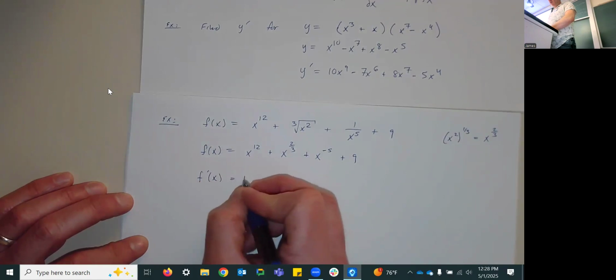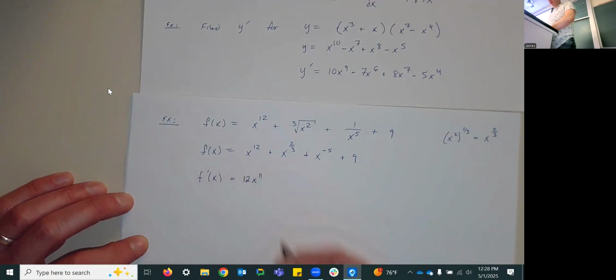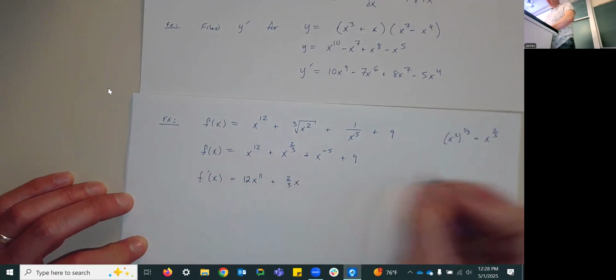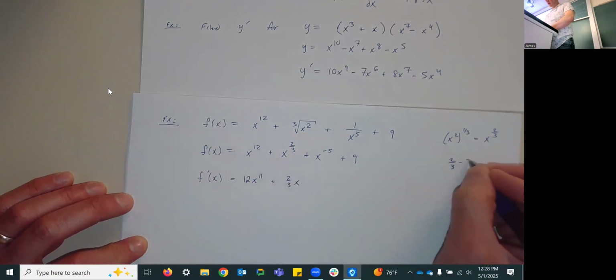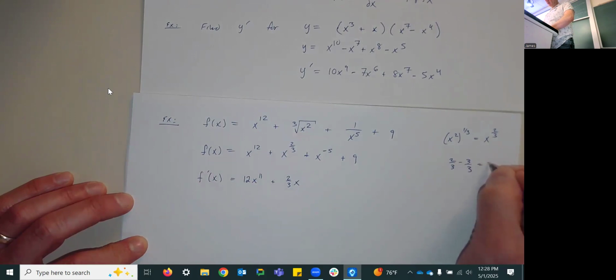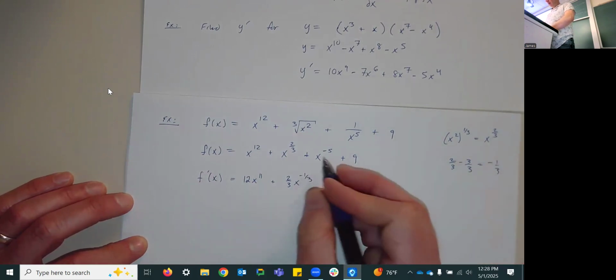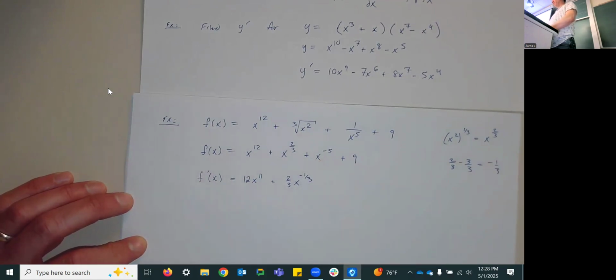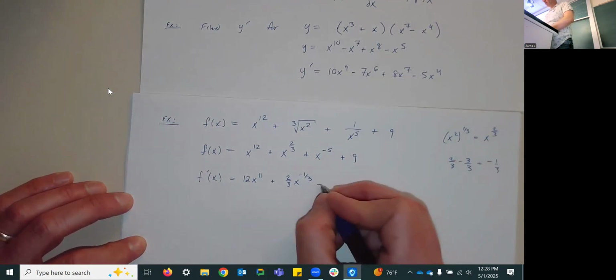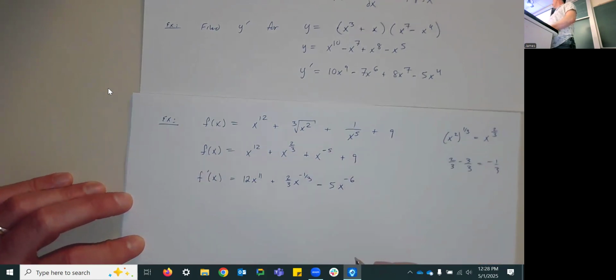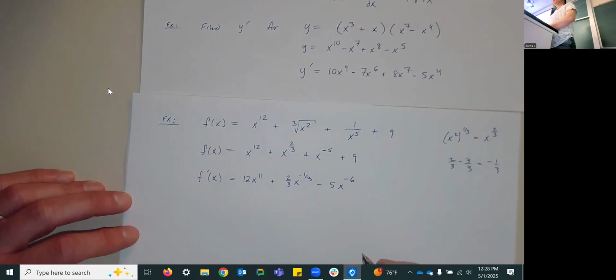We're going to get 12 times x to the 1 less plus 2/3 times x to the 2/3 minus 1 is 2/3 minus 3/3, which is negative 1/3. And then instead of writing plus negative 5, we should just write minus 5 times x to the minus 5 minus 1 is negative 6. And finally, what's the derivative of 9?